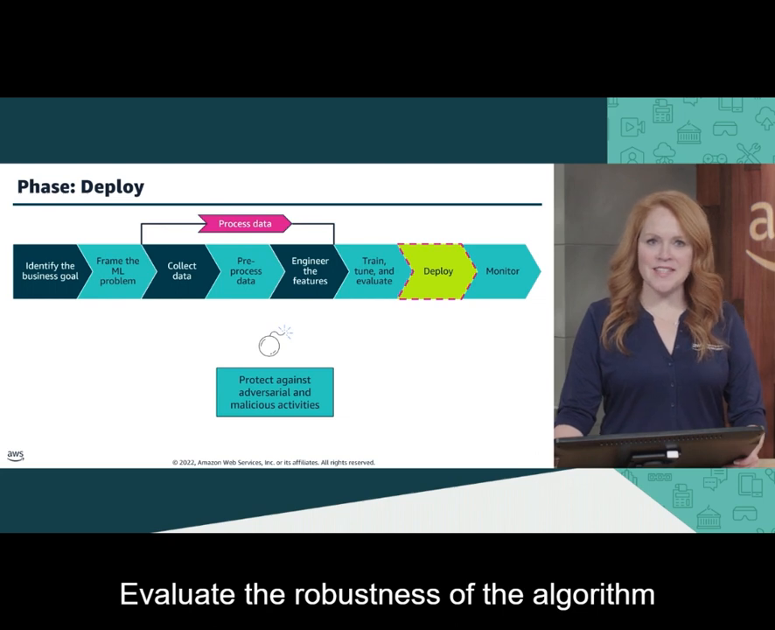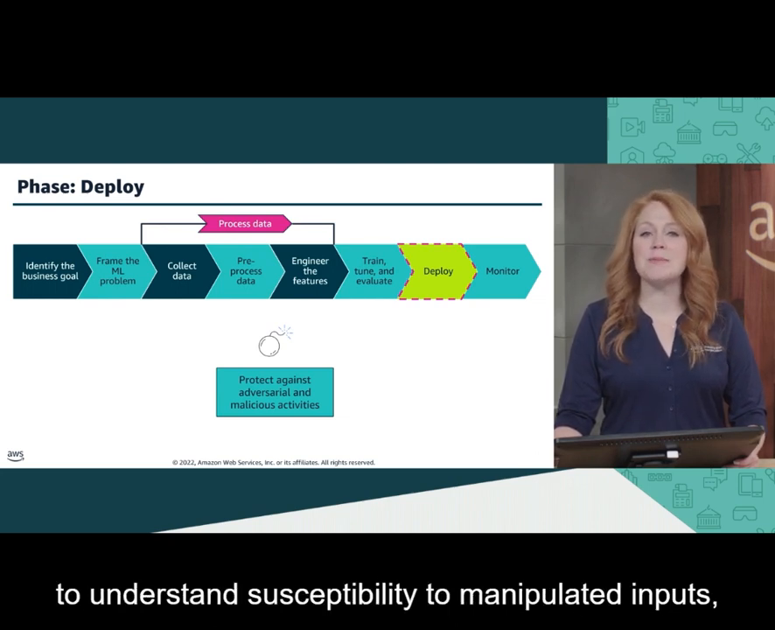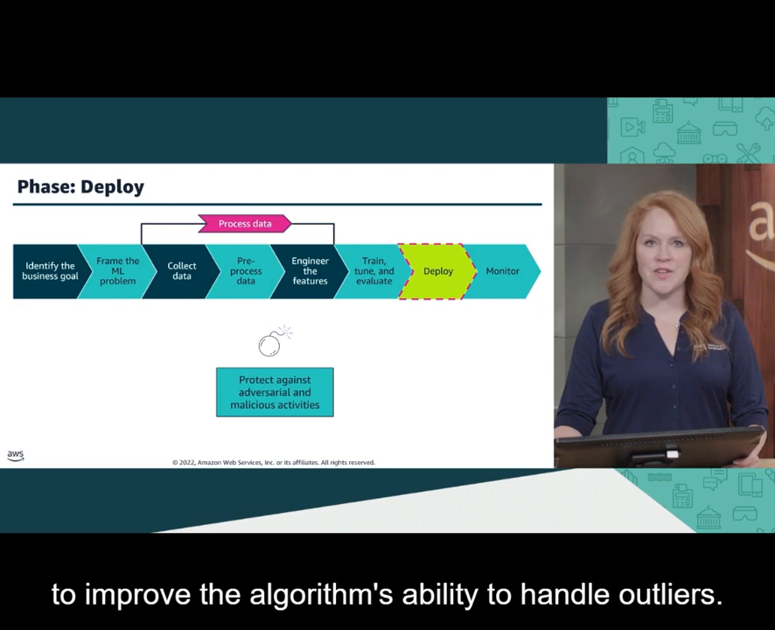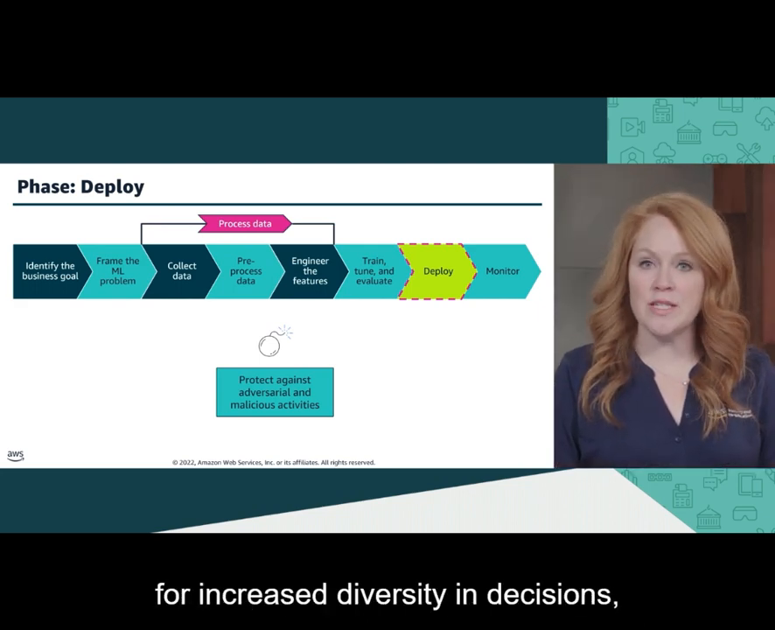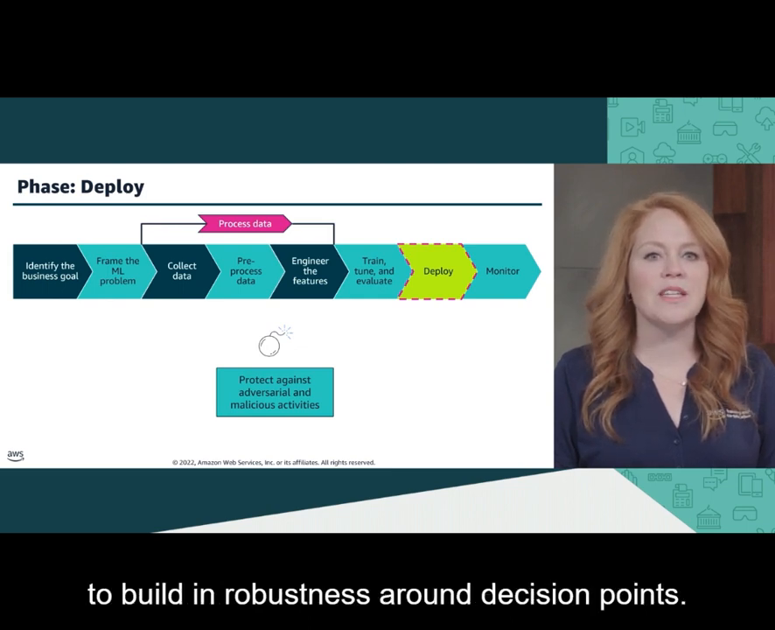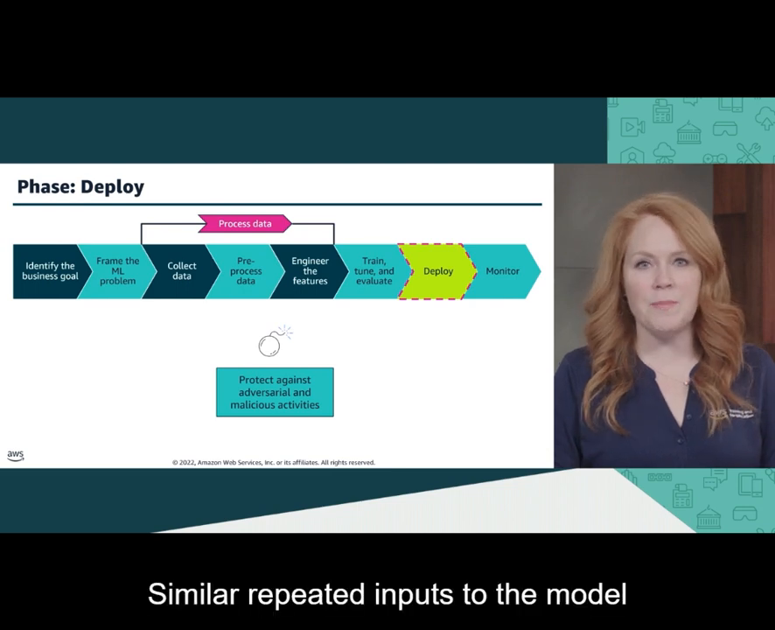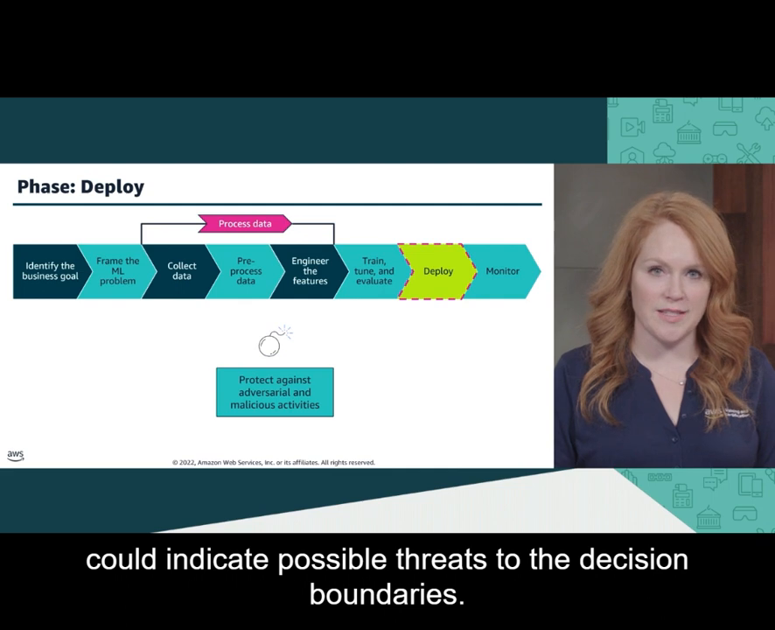Evaluate the robustness of the algorithm against increasingly perturbed inputs to understand susceptibility to manipulated inputs, and select diverse features to improve the algorithm's ability to handle outliers. Consider pairing models in groups for increased diversity in decisions, and consider using ensembles to build in robustness around decision points. Similar repeated inputs to the model could indicate possible threats to the decision boundaries.